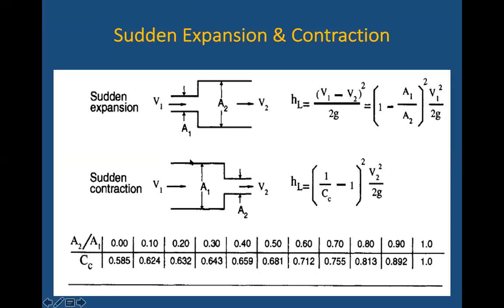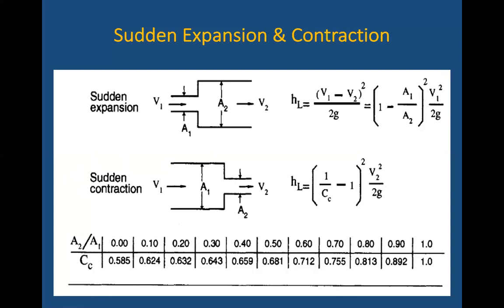For sudden contraction, there's another equation: (1 by C minus 1) to the square, V2 square by 2G, where C is the contraction coefficient. So you can just remember these things. I think we are not going into sudden contraction. What will happen if your flow is going from right to left? The flow coming from the opposite side will be a sudden contraction.